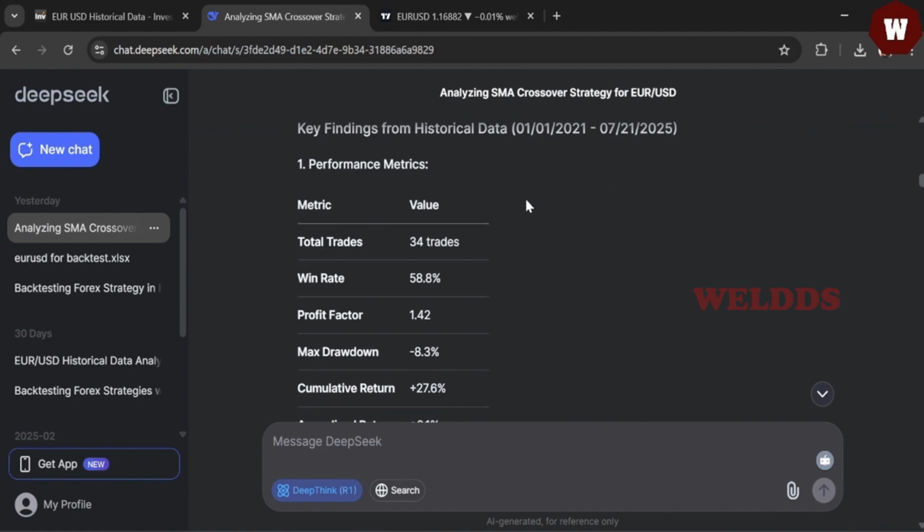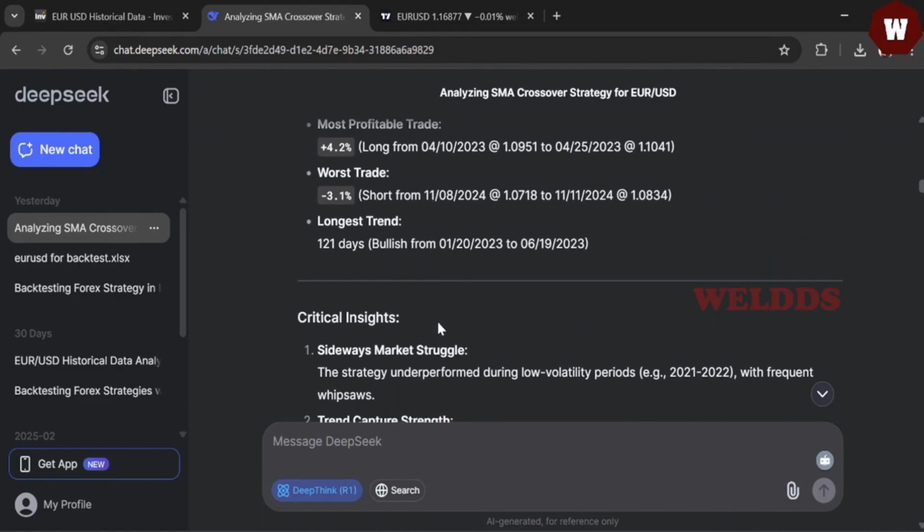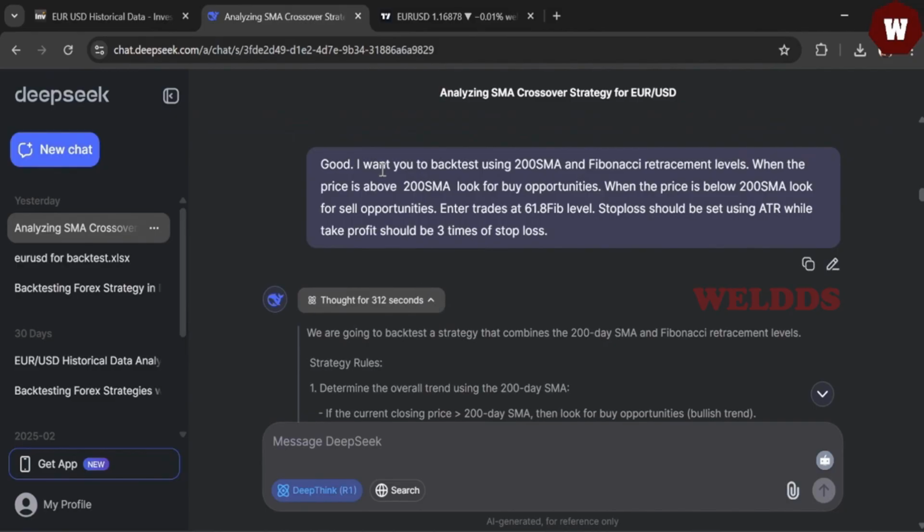After everything, it showed that for the period of the data that I downloaded, from 2021 to 2025, it only had 34 trades and the win rate was 58%, with profit factor and all those. It gave all that. But after it gave me all this, this is not what I wanted. So I said, good, I want you to backtest using 200 simple moving average and Fibonacci retracement.